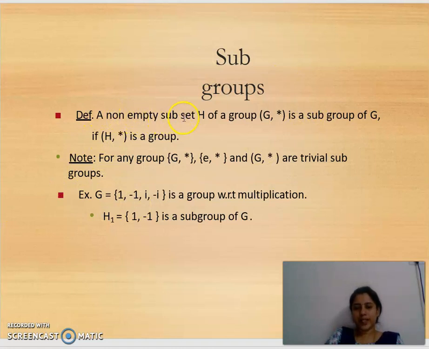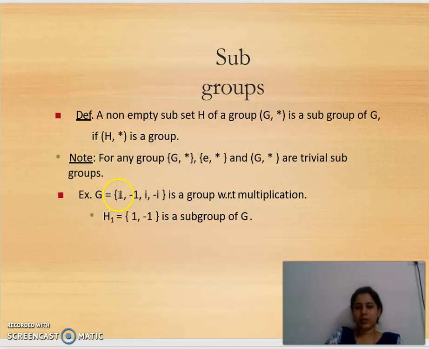A non-empty subset H of a group G is a subgroup of G if H with the star operation is a group. So take any subset or subpart of a group. Then when we say that it is a subgroup of G, it must also satisfy the group properties. That means it must satisfy the closure property, the associative property, it must have the identity element, and it must satisfy the inverse property.